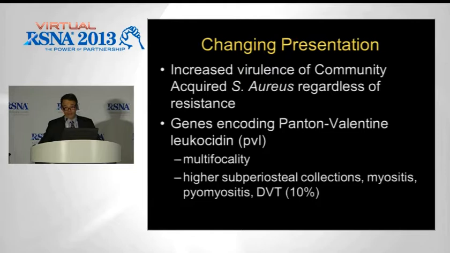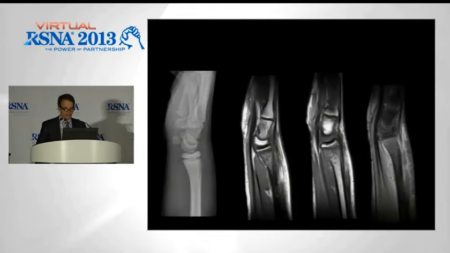And actually, deep venous thromboses now are present in 10% of cases of osteomyelitis. So in the past, we never used to look for these soft tissue findings and for the vascular findings. Now it has become imperative because they are very frequent.